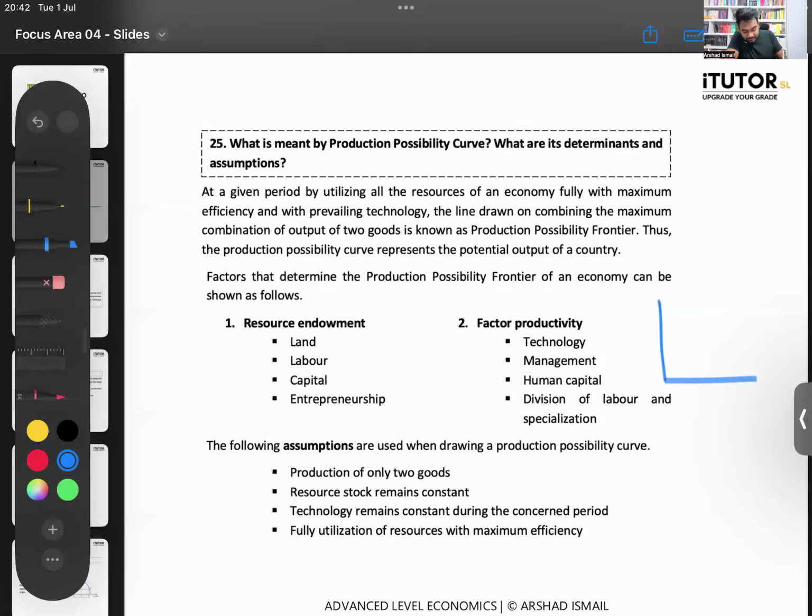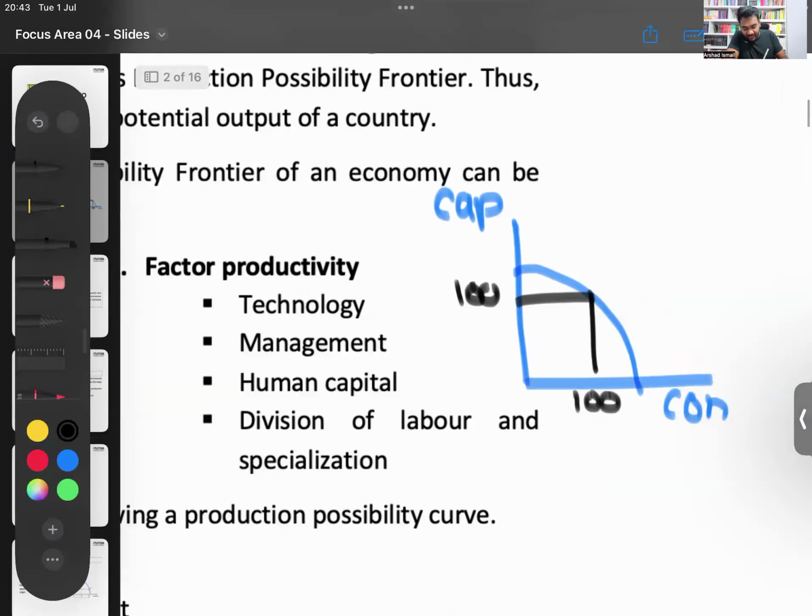So it's a line showing, let's say this is capital goods. These are consumer goods. A line showing the combination of different goods that a country can produce if they use all their resources at a maximum sustainable level. In other words, it shows the potential output. So for example, let's say this country can produce 100 units of capital goods, 100 units of consumer goods. That is one combination. So then you can have different combinations. Now, this could be another combination, the red one. Let's say this is 90 units of capital goods, 120 units of consumer goods. So you can have so many combinations.